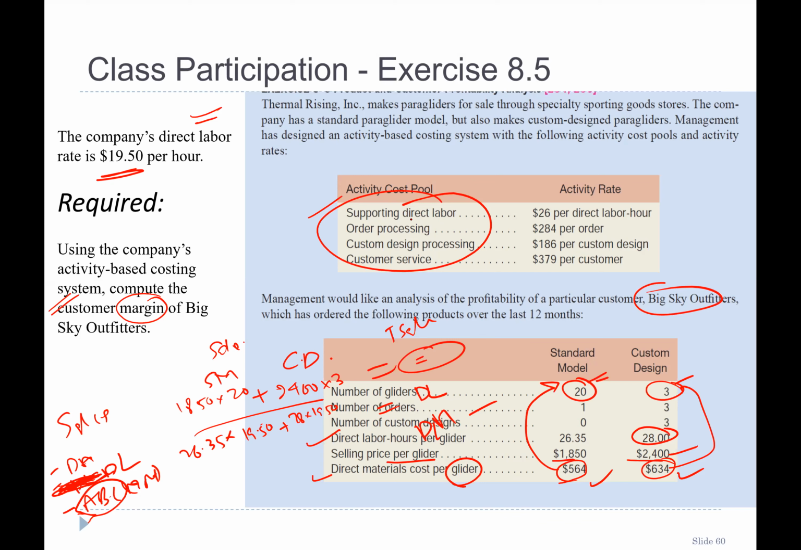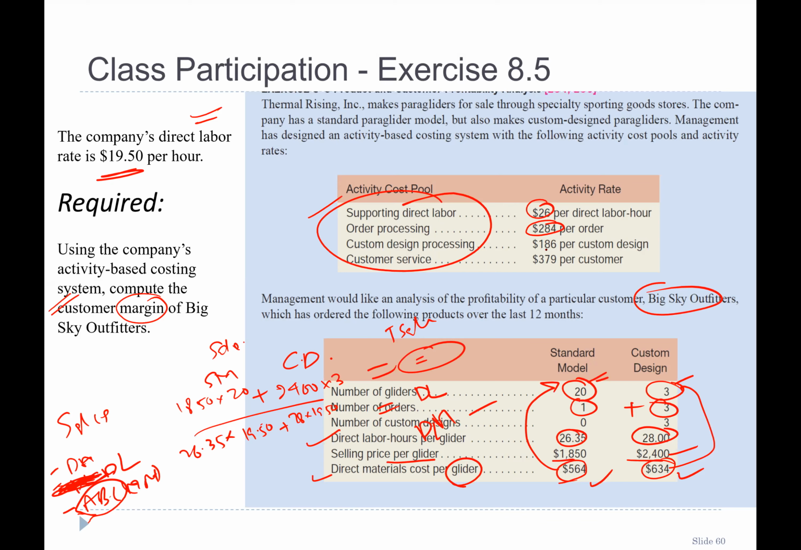So total supporting direct labor hours, how much? 26 per direct labor hour. 26 multiplied by 26.35. Order processing cost is going to be 284 per order. And how many orders they gave us? 1 plus 3, 4 orders.